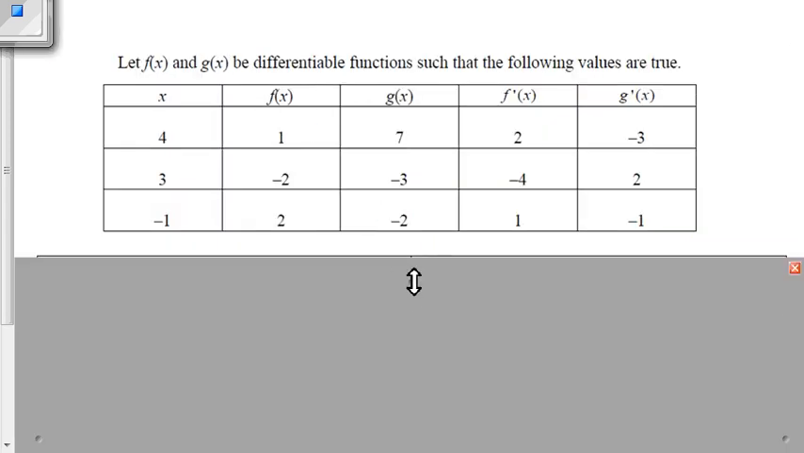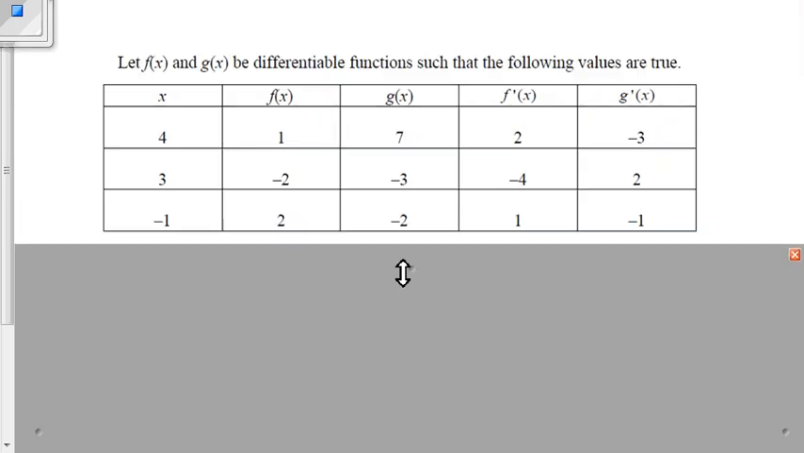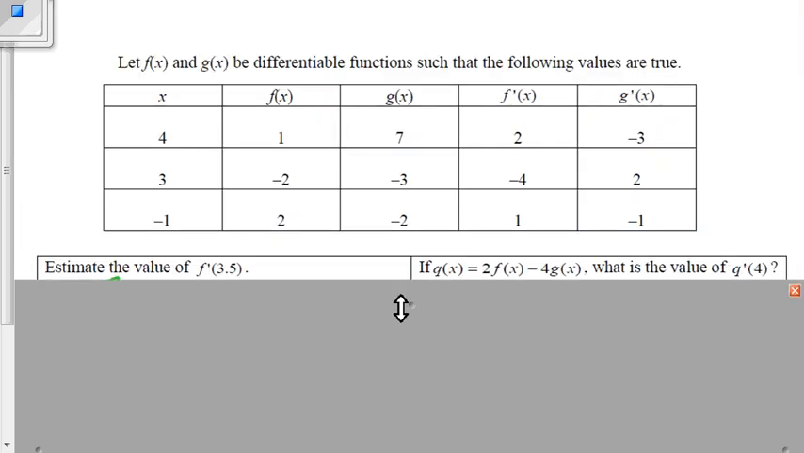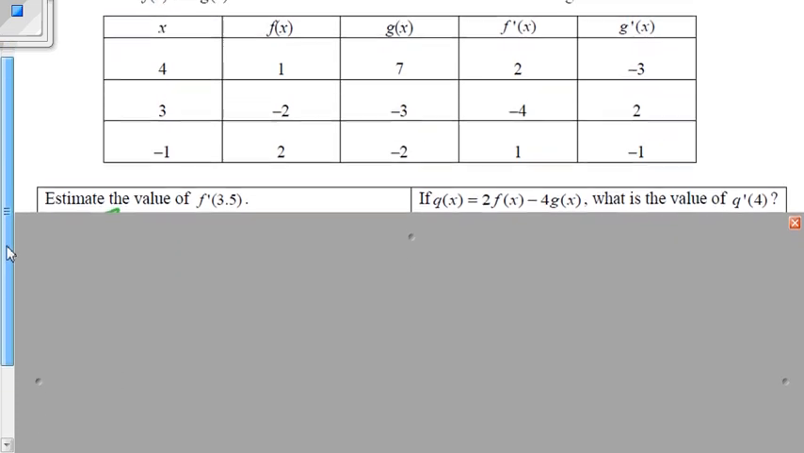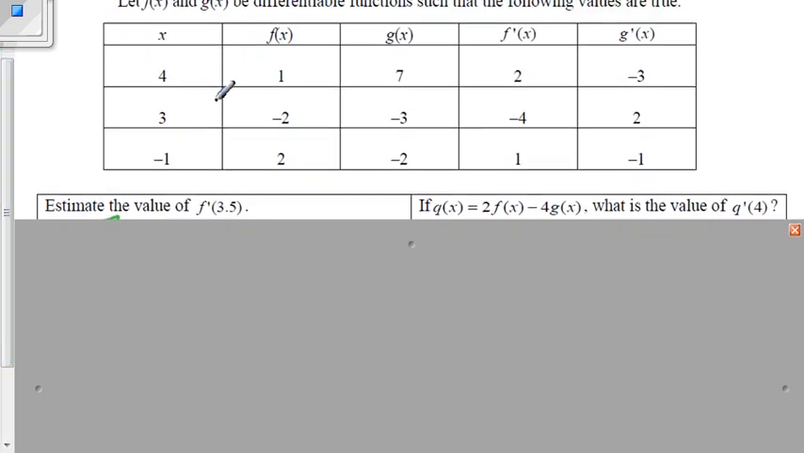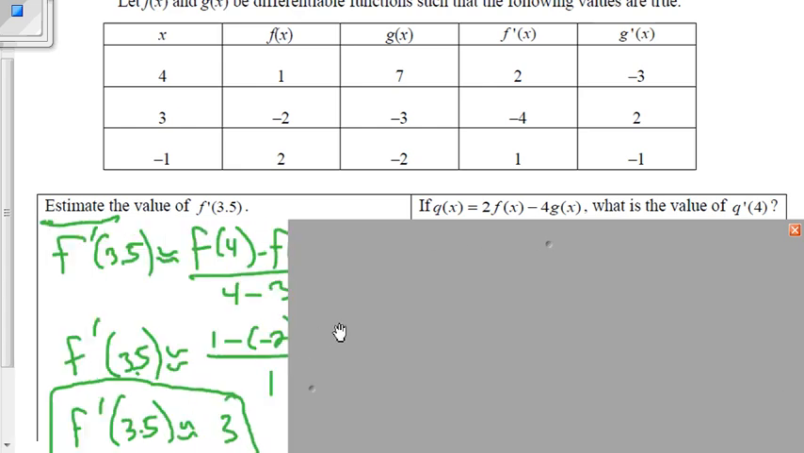Okay, here they give us a table with some values of the functions and some values of the derivatives. And over here on the left, they ask us to estimate the value of the derivative at 3.5. How do I do that? I'm going to go a little bit below 3.5 and a little bit above 3.5. Let's take a peek at that.